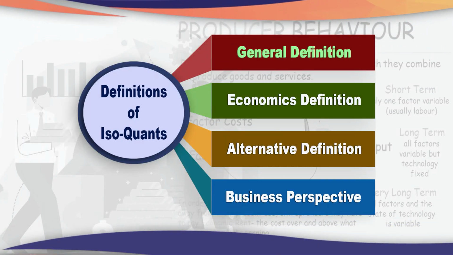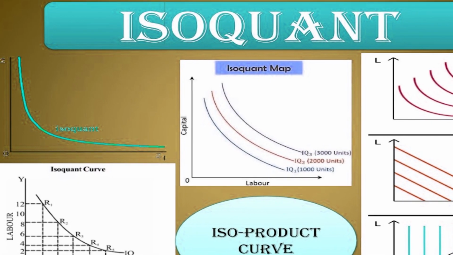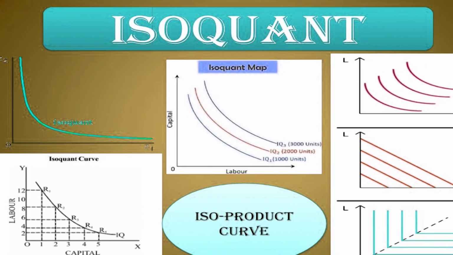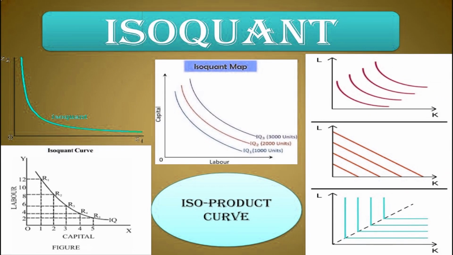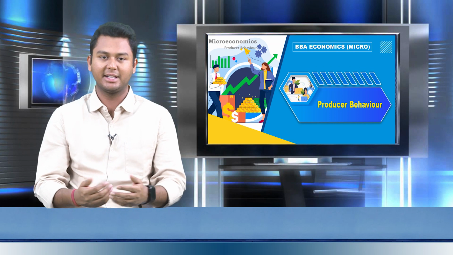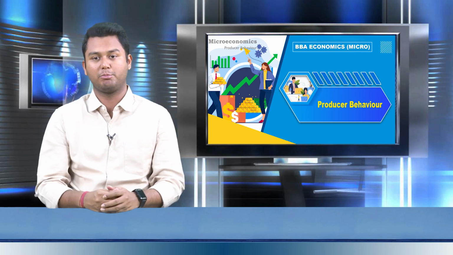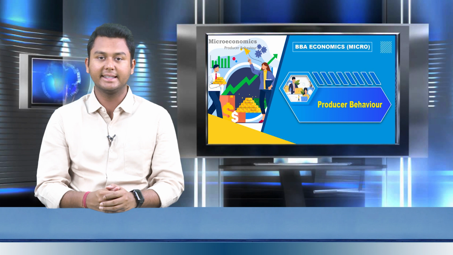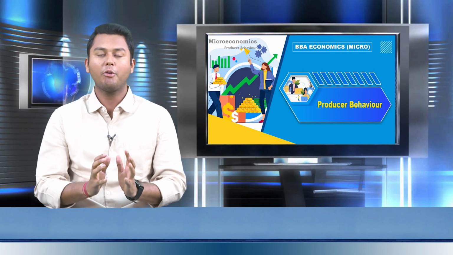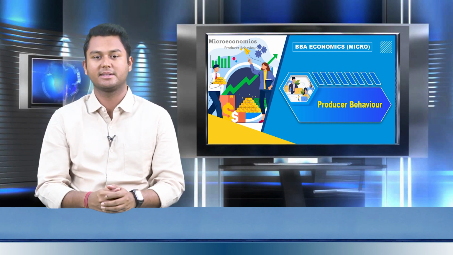Looking at the general definition, an isoquant is a curve that represents different combinations of two or more inputs such as labor and capital that yield the same level of output. It helps in understanding the substitutability of inputs in the production process.